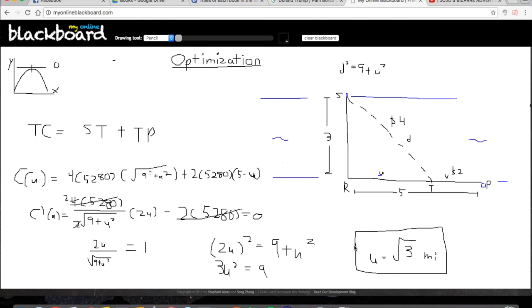And then if you wanted to find the cost, all you have to do is plug this in over here. So you'd plug radical 3 in, and then you'd solve for the cost, and you end up with something like $110,000.